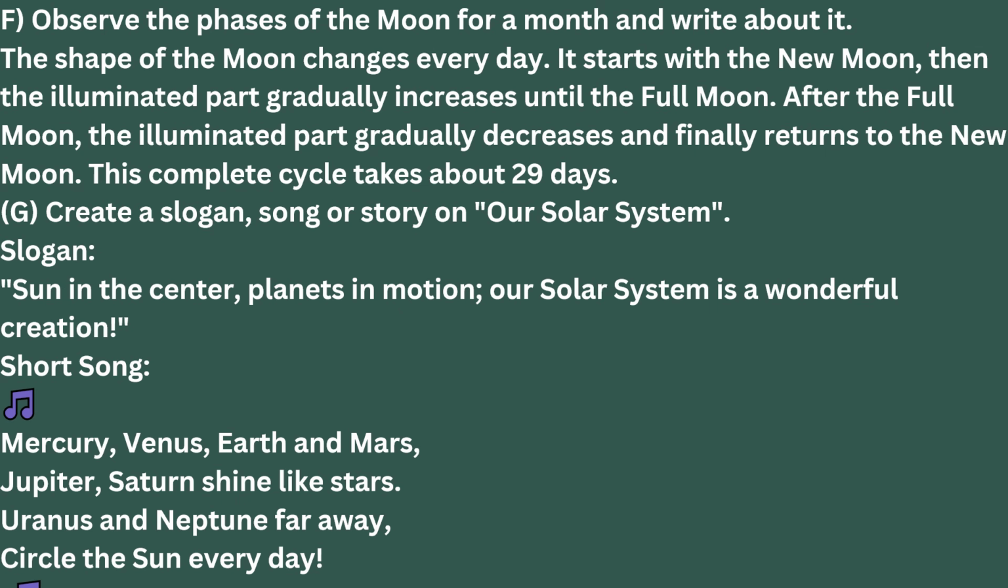Observe the phases of the moon for a month and write about it. So for a month, the shape of the moon changes daily. It starts with the new moon, as I had shown in the picture, then the illuminated part gradually increases until the full moon. After full moon, again the illuminated part gradually decreases and finally returns to new moon. The complete cycle takes about 29 days.